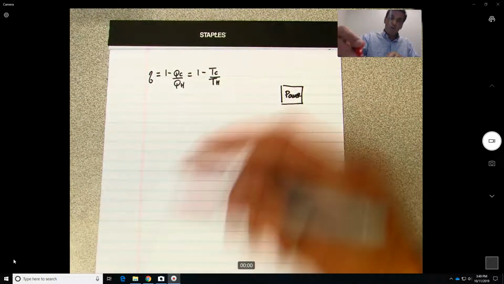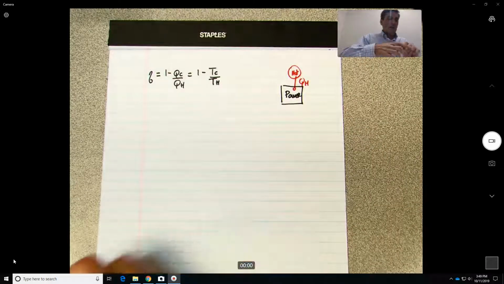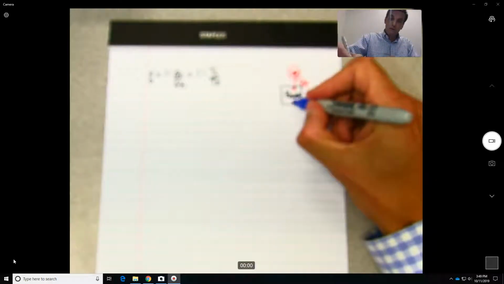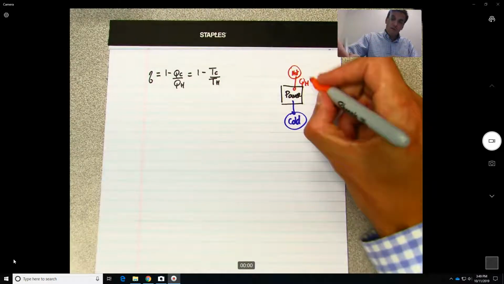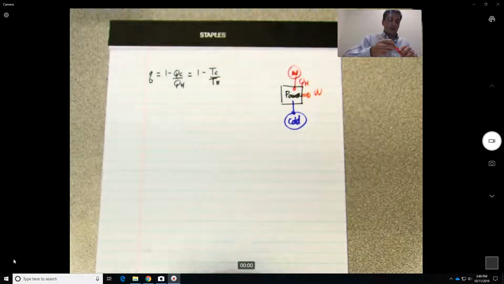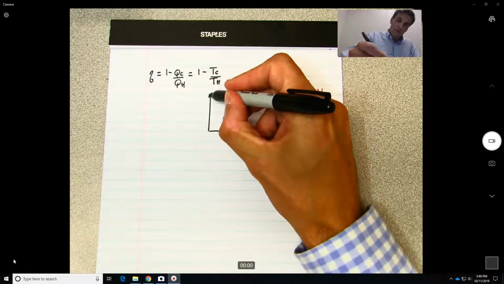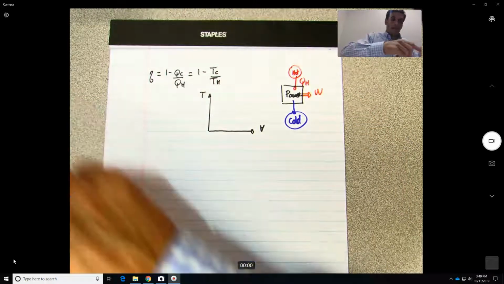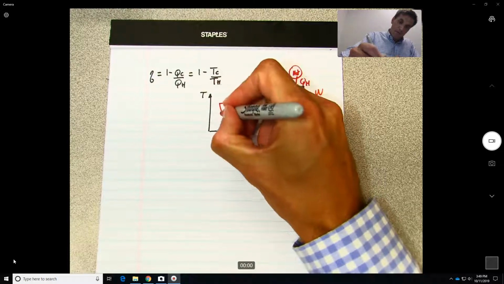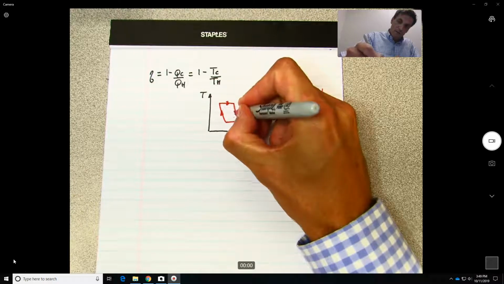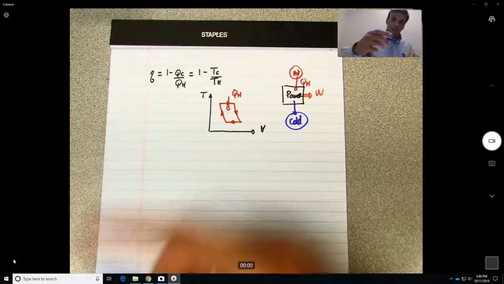We know any cycle will always operate between a hot and a cold reservoir to create work or power. So the idealized cycle on a TV diagram had basically this shape over here, where this will be Q hot and this will be Q cold.